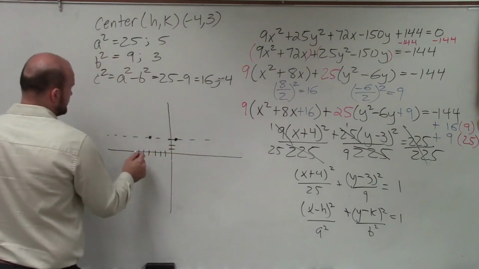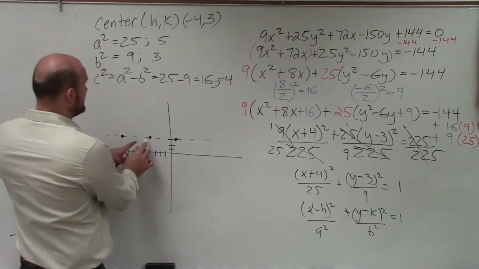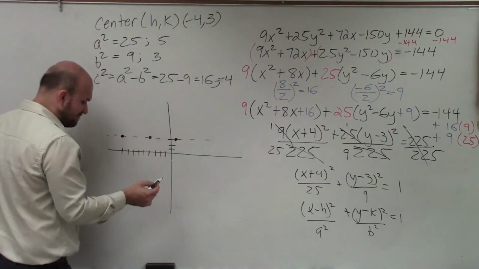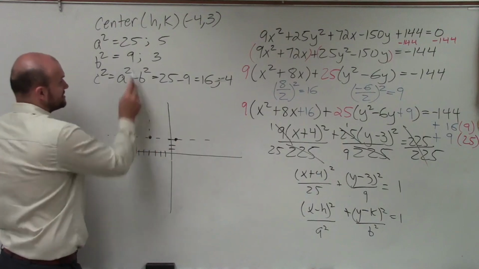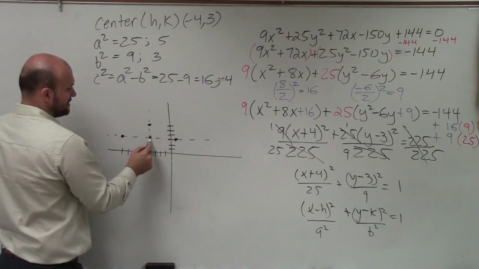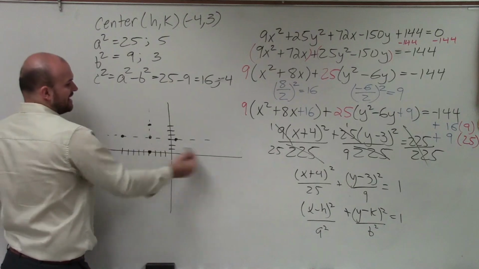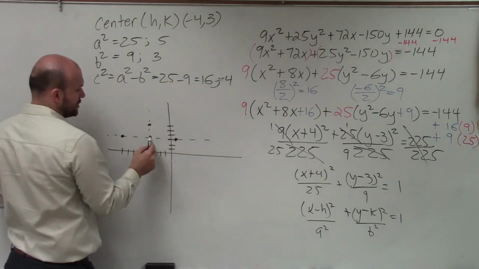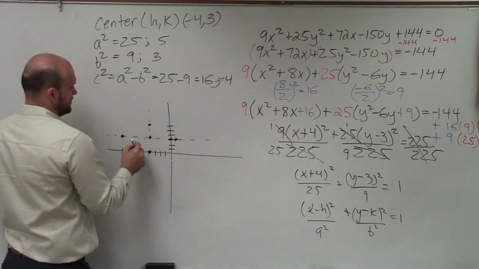To the left, 1, 2, 3, 4, 5. And then to find the co-vertices, that's going to be on the minor axis of symmetry, which is perpendicular to my major axis. So that's going to be up 3 units and down 3 units. Then the foci, again, has to lie on the major axis. That's going to be 4 units. So I go over 4. 1, 2, 3, 4. 1, 2, 3, 4.